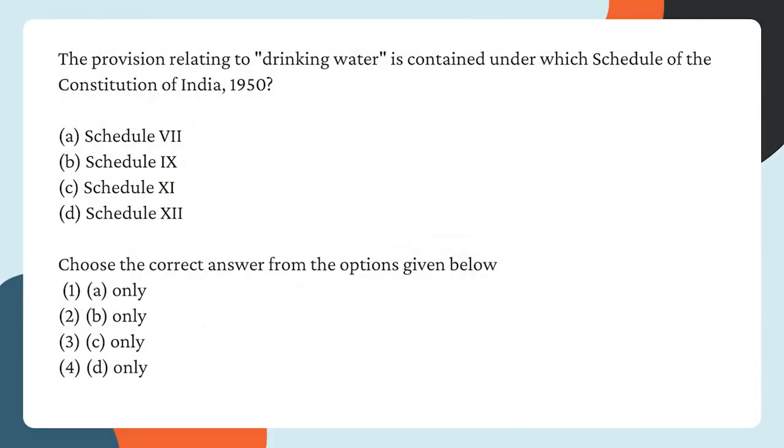Now the next question is, the provision relating to drinking water is contained under which schedule of the Constitution of India? Whether it's Schedule 7, 9, 11 or 12. So you have to choose the correct schedule under which drinking water is being listed. Schedule 11 of the Indian Constitution specifies the Panchayat's power and authority, and this schedule was added by the 73rd Amendment Act 1992. And yes, it does contain the provision of drinking water. So the correct option is Schedule number 11.